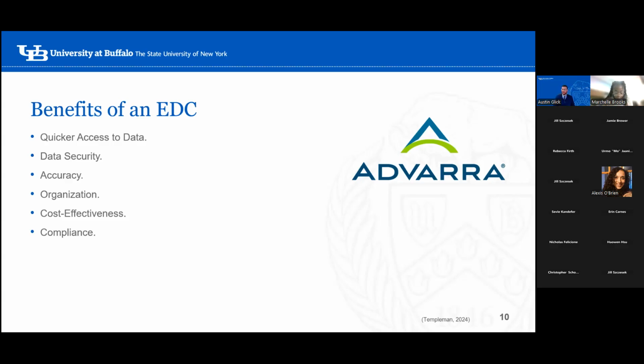So there are a lot of benefits to an electronic data capture system. That's a lot of words, but really at the end of the day, it comes down to it's quicker, it's efficient, it's more secure, and it's compliant with all of the regulatory standards that are required by the government.